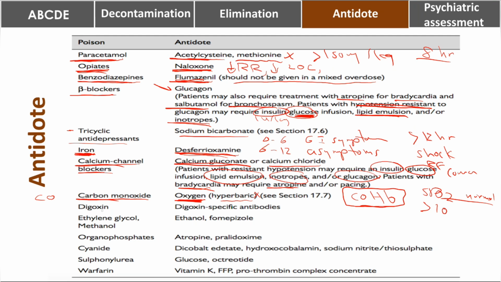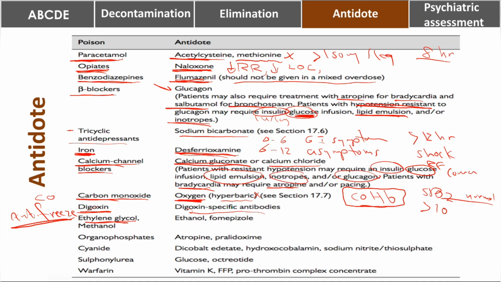Coming to digoxin, if there is digoxin toxicity, you have to start digoxin specific antibodies. Ethylene glycol, which is antifreeze. If the patient is taking antifreeze, they start with visual disturbances, then the patient will be blind if not treated. Then they will get acidosis and renal failure and heart failure. And then they will die with multi-organ failure.